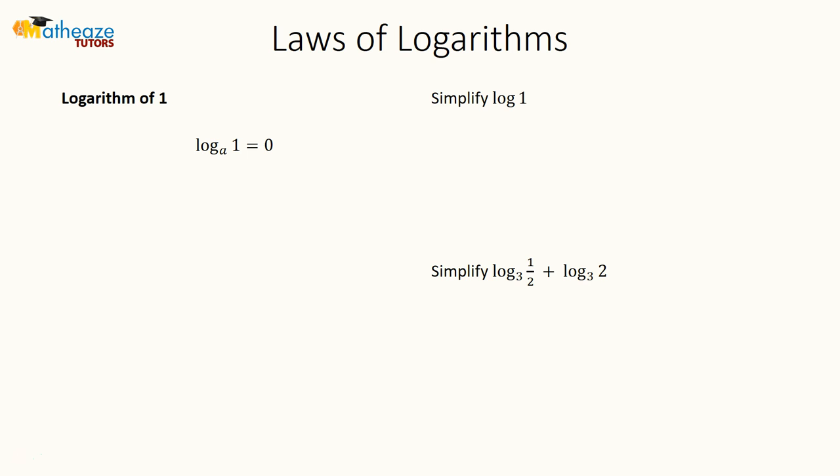So log to base a of 1 is equal to 0. It doesn't matter what a is, as long as you have a 1 here, you're going to get a 0. So log of 1 is going to give you a 0. Log to base 3 of 1/2 plus log to base 3 of 2. Okay, so let's apply our original addition law. It's going to be log to base 3 of 1/2 multiplied by 2. So this is going to be log to base 3 of 1, which will give us 0.